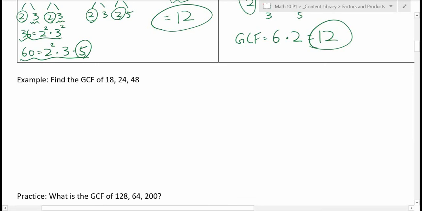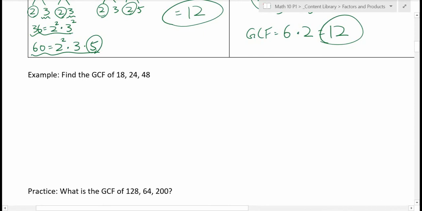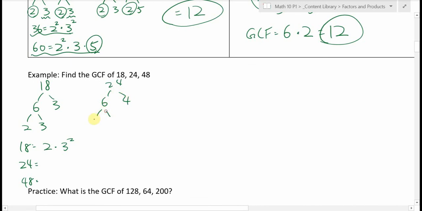This one is the GCF of now 3 different numbers. I'll show you by prime factorization first. 18 is the same thing as 6 times 3, and 6 can be broken into 2 times 3. So 18 is 2 times 3 squared. We also have 24 and 48. For 24, this is 6 times 4, and 6 is 2 times 3, 4 is 2 times 2. So we have 3 2's, so 2 cubed times 3.